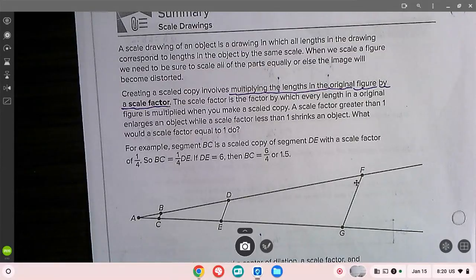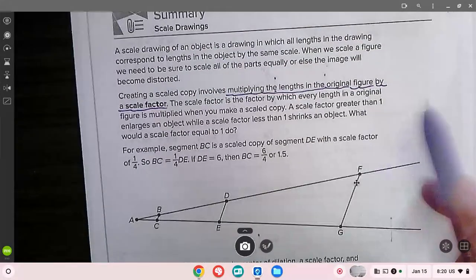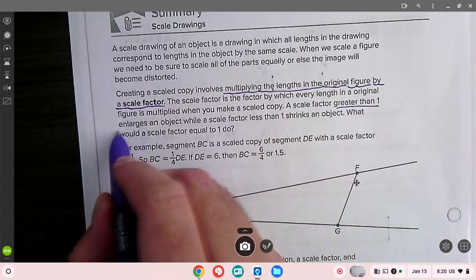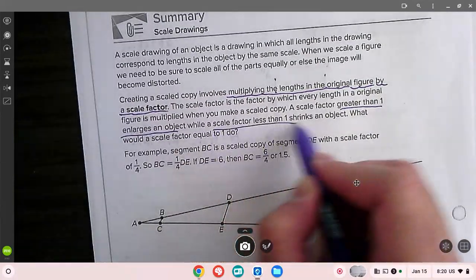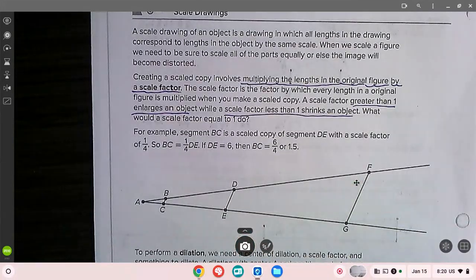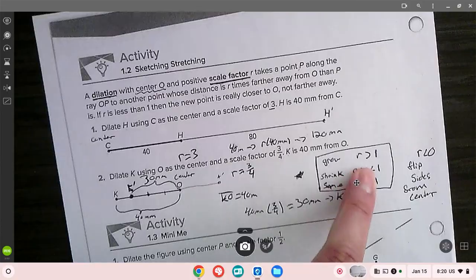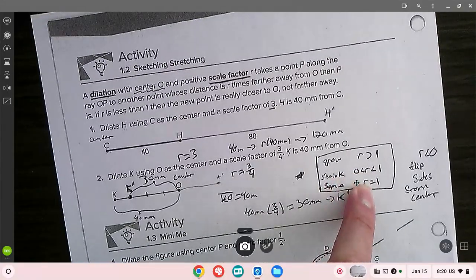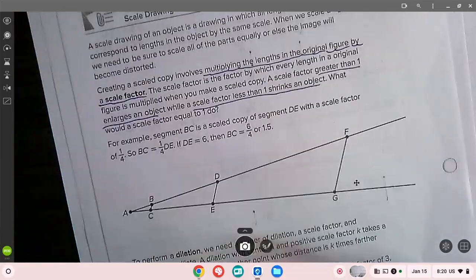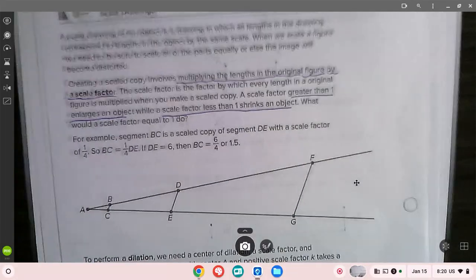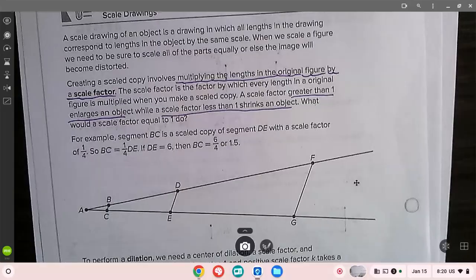Okay? A scale factor greater than 1 enlarges an object. A scale factor less than 1 shrinks an object, right? We did that note in our previous one over here on question 1.2. We grow when r is greater than 1. We shrink when it's between 1 and 0. Okay, what does a scale factor equal to 1 do? We talked about that. It's going to stay the same.